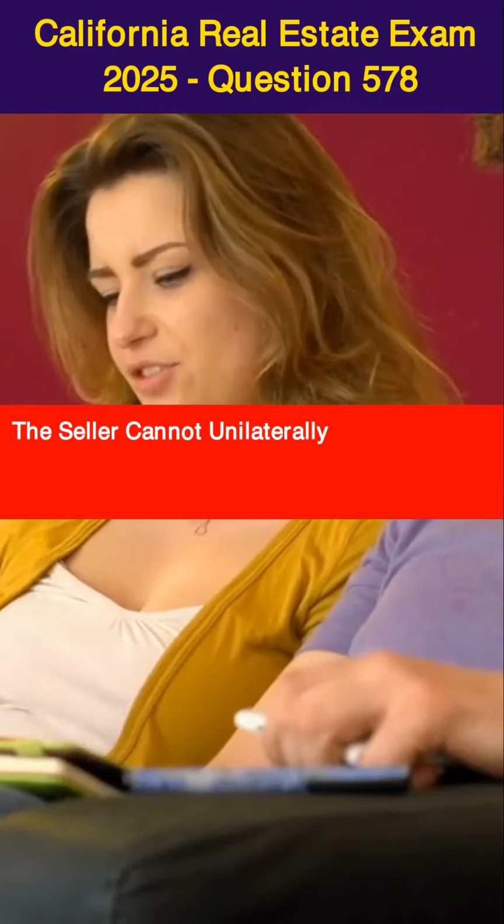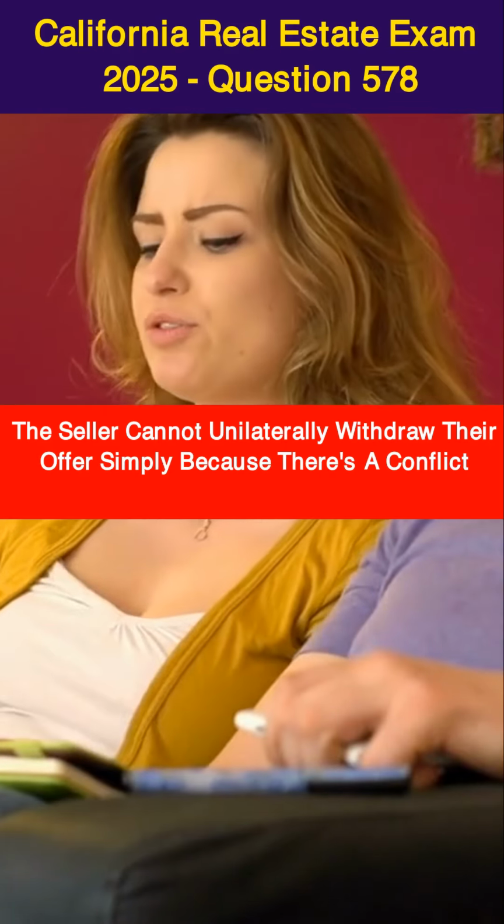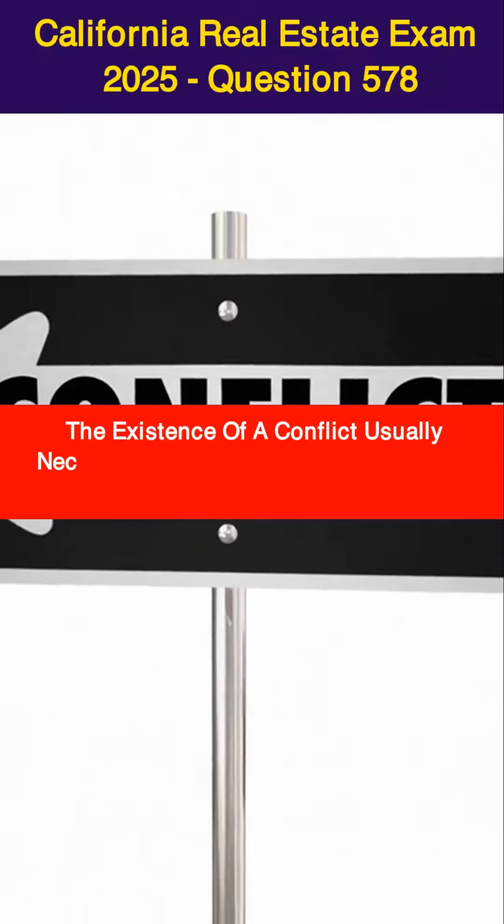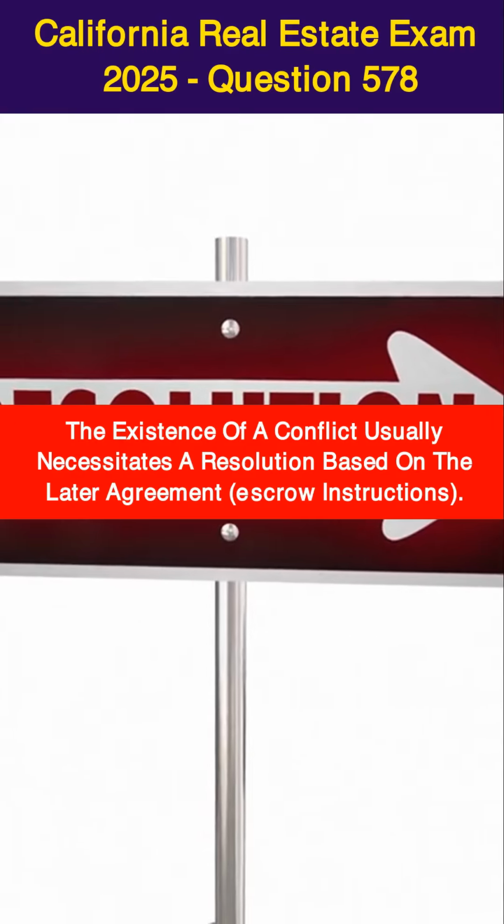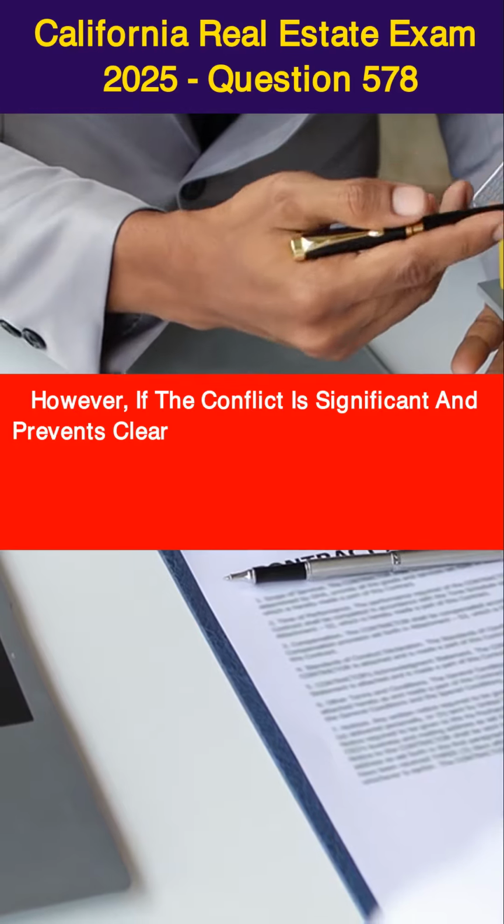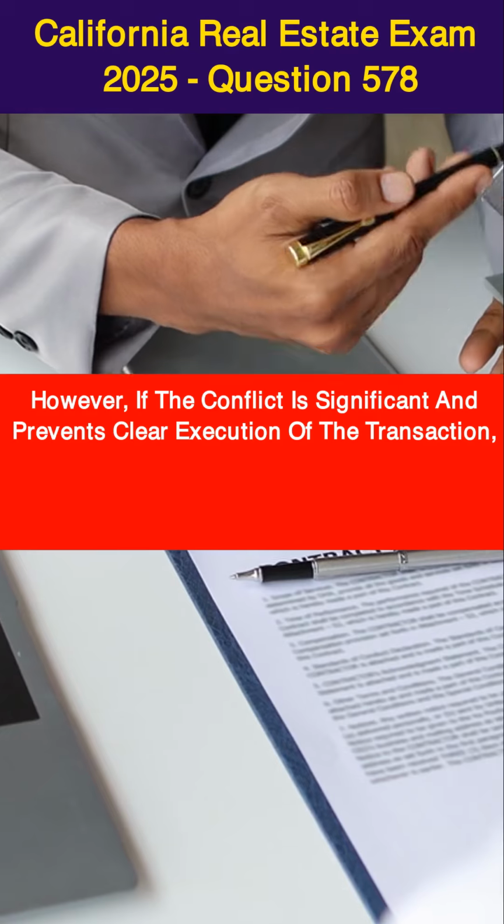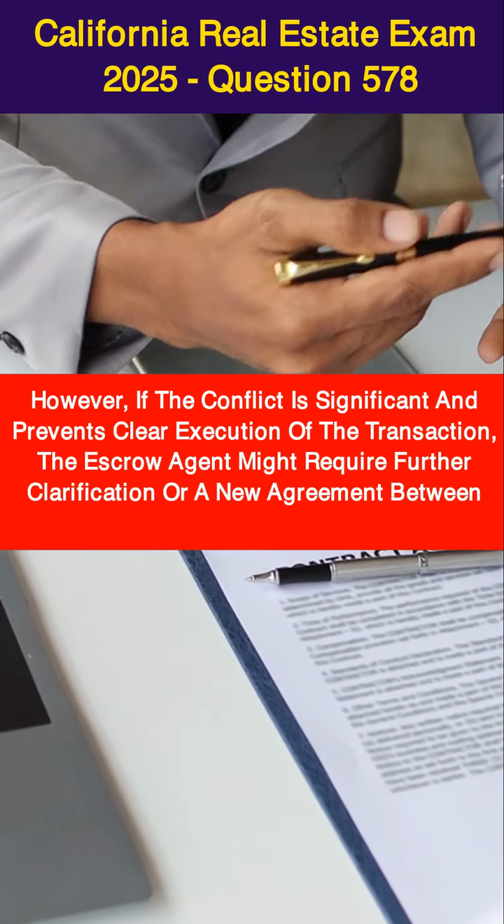The seller cannot unilaterally withdraw their offer simply because there's a conflict between the two documents. The existence of a conflict usually necessitates a resolution based on the later agreement, escrow instructions. However, if the conflict is significant and prevents clear execution of the transaction, the escrow agent might require further clarification or a new agreement between the parties.